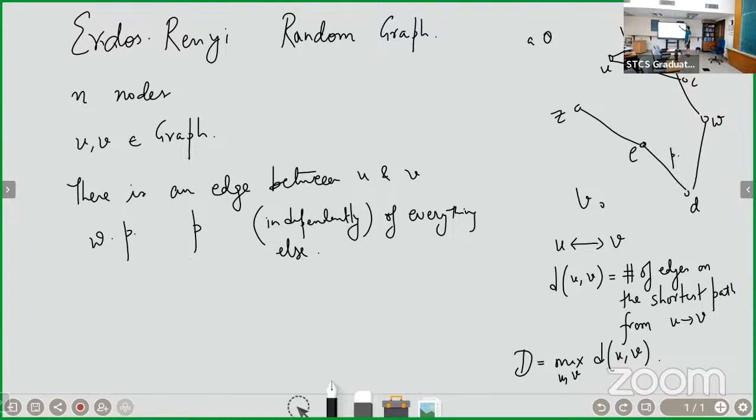Okay. But suppose I connect this just to make sure that it's connected at least. Now what is the diameter of the graph?